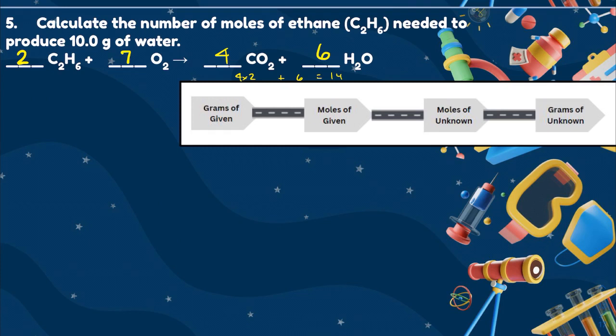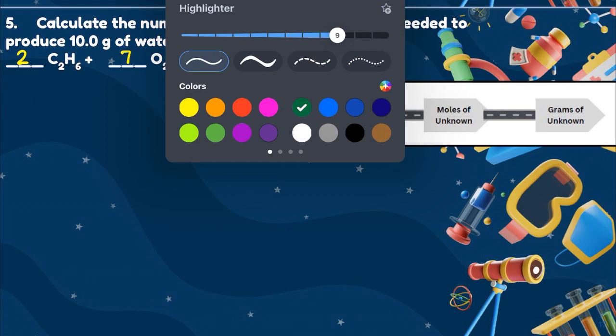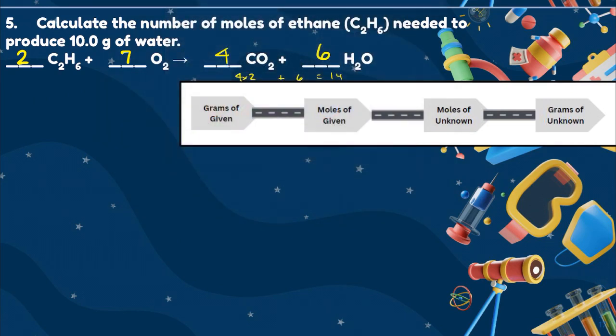Okay, so we have our balanced equation. Let's use our highlighter to figure out what our plan is going to be. Calculate the number of moles of ethane. So we're going to moles, which means I'm not even going to do that last step. Moles of ethane, and I'm going to label that moles of C2H6.